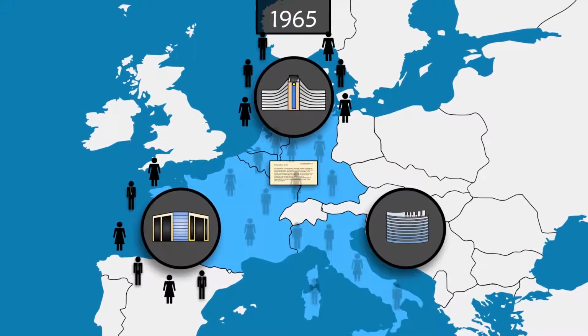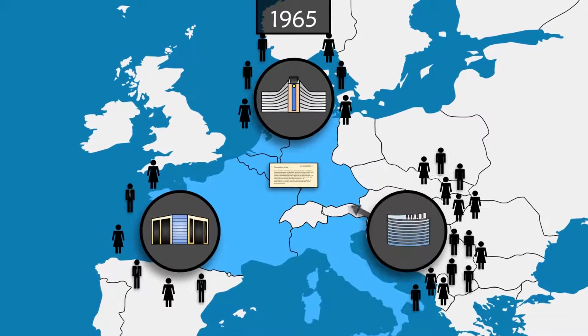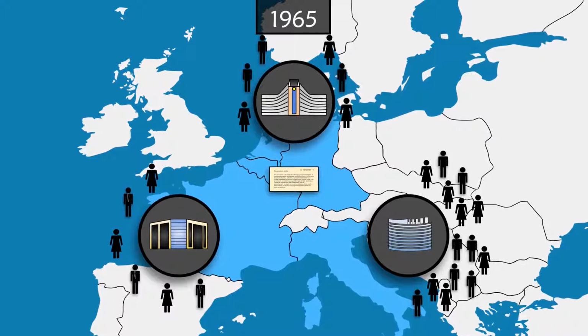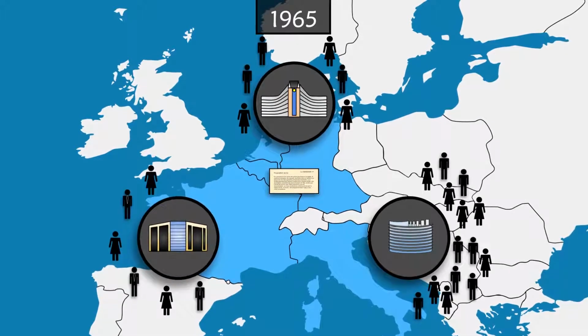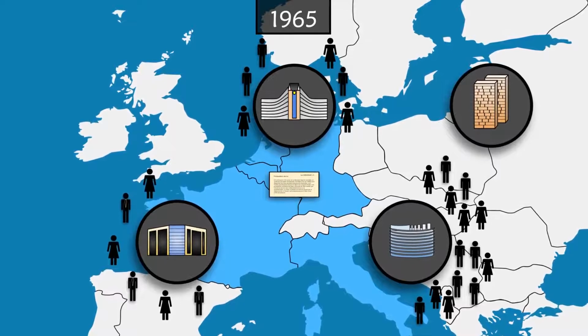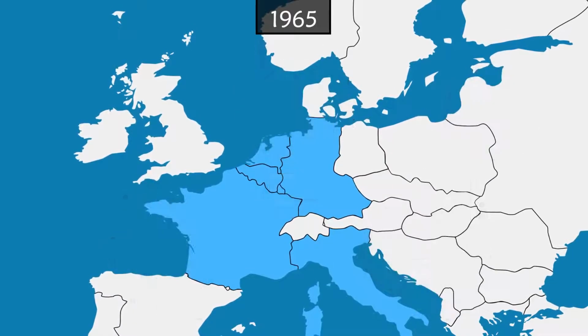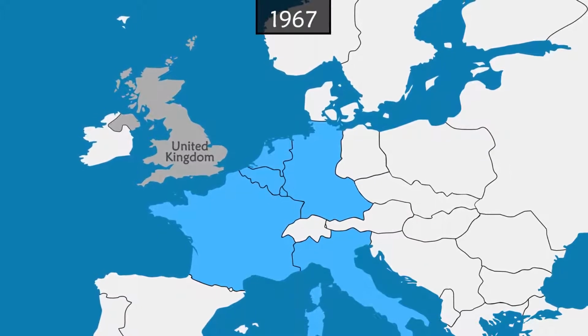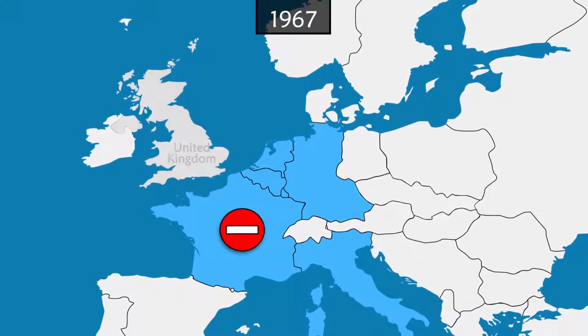There is the Parliament, representing the people of Europe, and which also gives its opinion on Commission proposals. Its power would increase over forthcoming treaties. Finally, there is a Court of Justice that rules over the legality of decisions taken. In 1967, the United Kingdom renews its request for membership, which France opposes a second time.